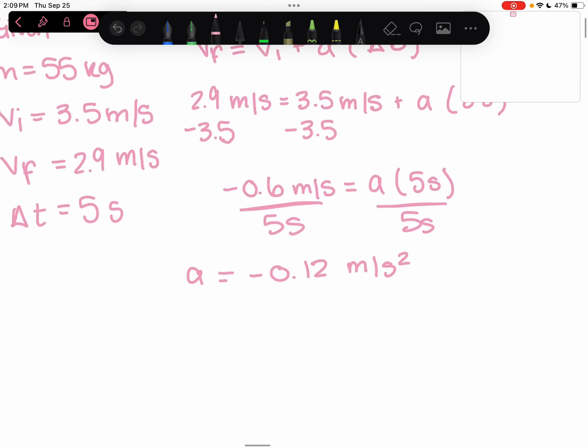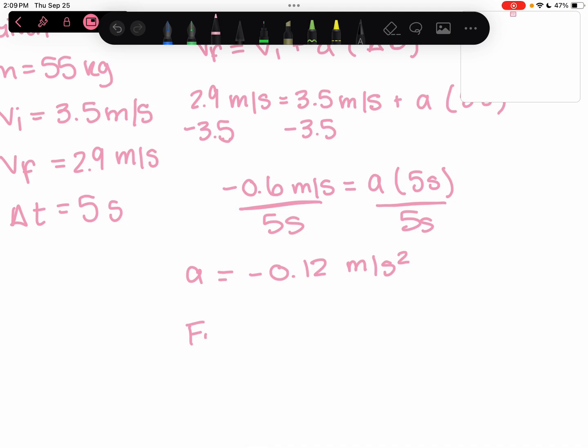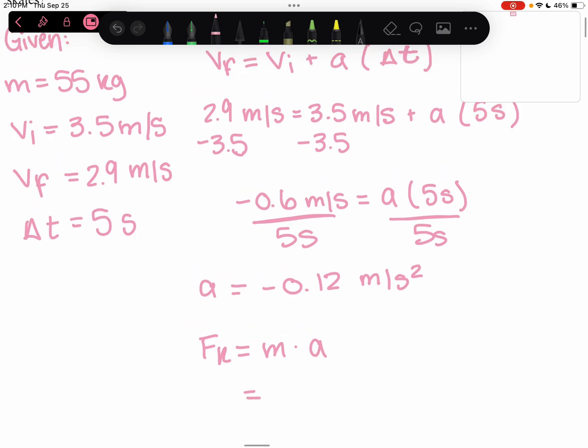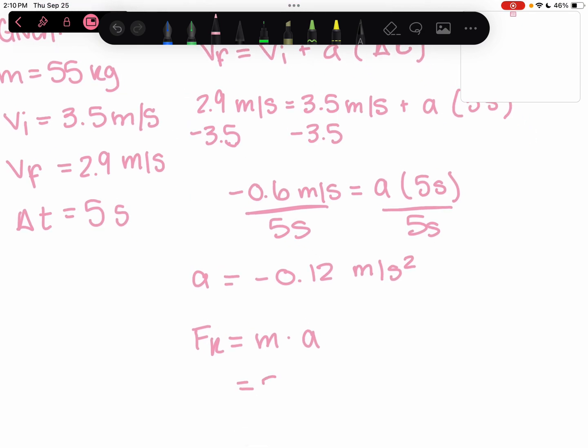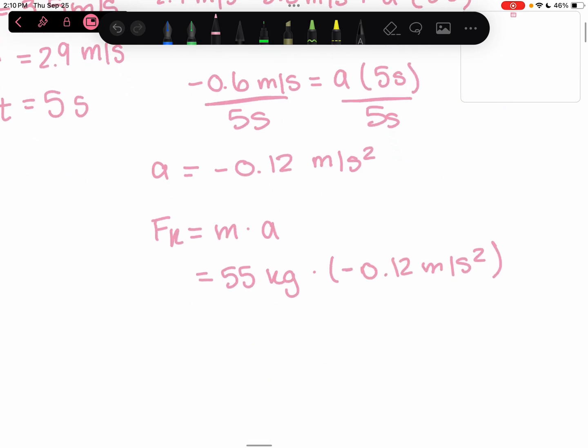Now that we solved for our acceleration, we can go ahead and plug it in to our force equals mass times acceleration. If we go back up here, we see that we were given a mass of 55 kilograms, times our acceleration we just calculated, which is negative 0.12 meters per second squared. And when we solve that out, we get negative 6.6 newtons.